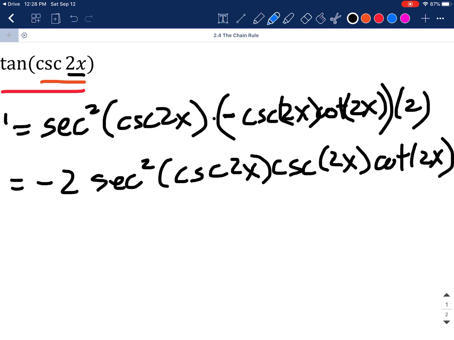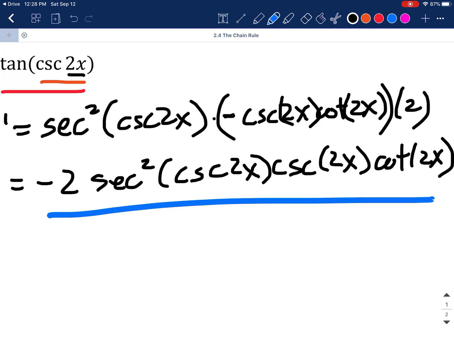And note, be very careful here. Cosecant 2x is inside of the secant. So cosecant 2x is an angle measure in that secant squared expression. So we cannot combine those. And that's it. And so again, if you do the double substitution, you'll end up with the same answer.